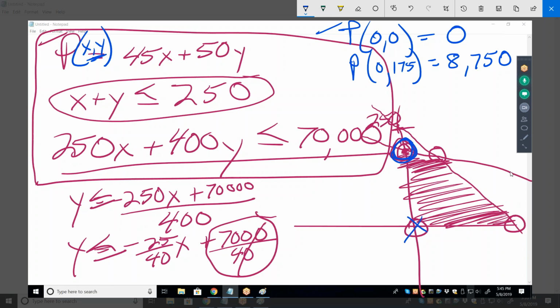Now let's check this vertex, or vertice, I guess. Okay, what is that? That is P of... So would we need to do a system of equations? Well, we need to figure out what that x coordinate is. And that x coordinate comes from setting y equal to 0.